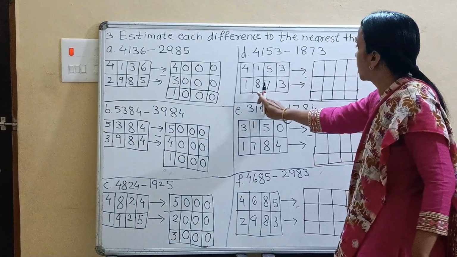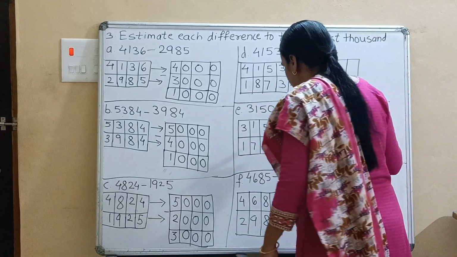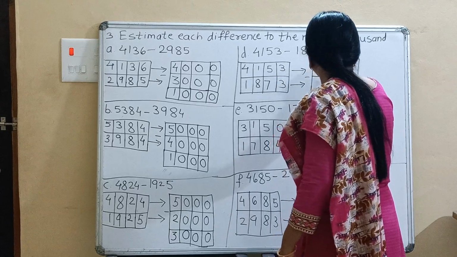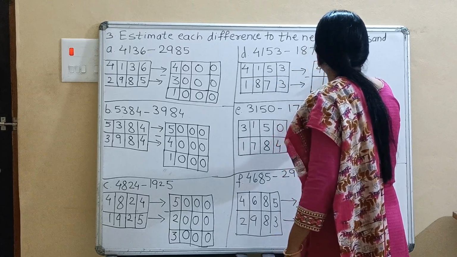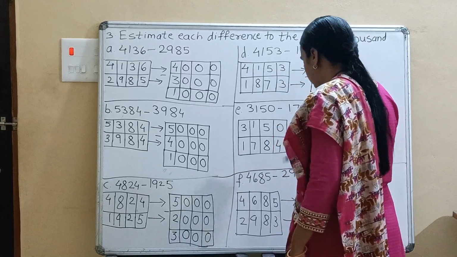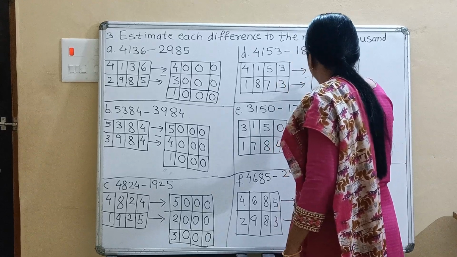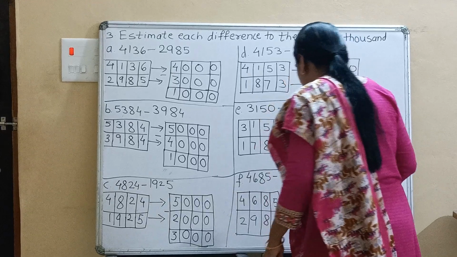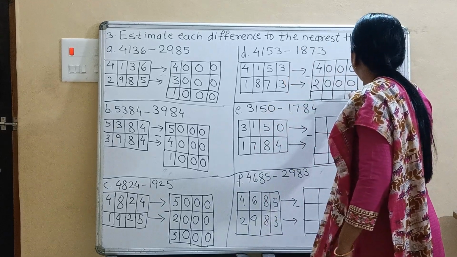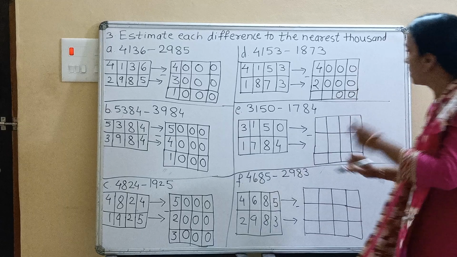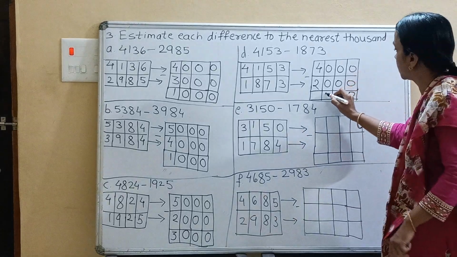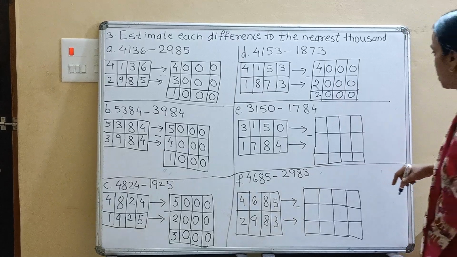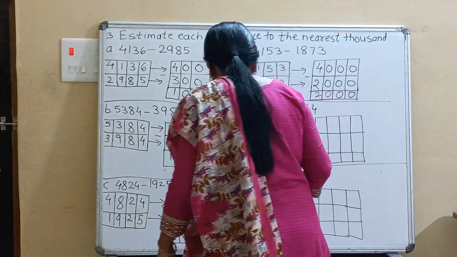Now see D question. 4153 minus 1873. So this D question, 4153 is closer to 4000 and 1873 is closer to 2000. So 4000 minus 2000. 0 minus 0, 0, 0 minus 0, 0, 0 minus 0, 0, 4 minus 2, 2. So what is our answer? 2000.